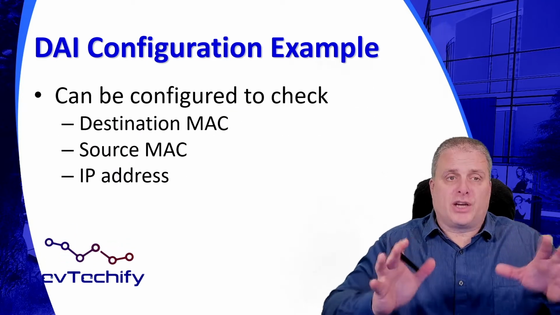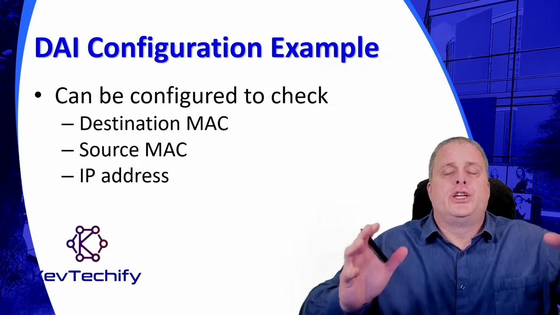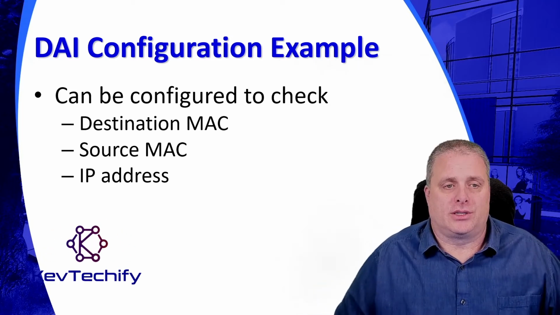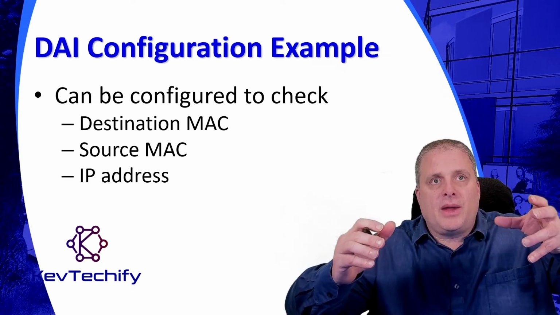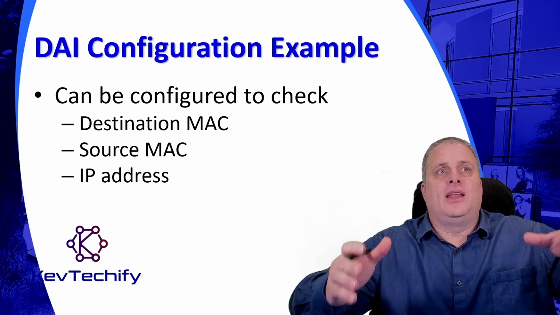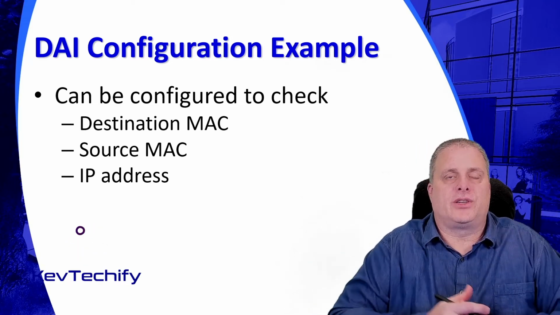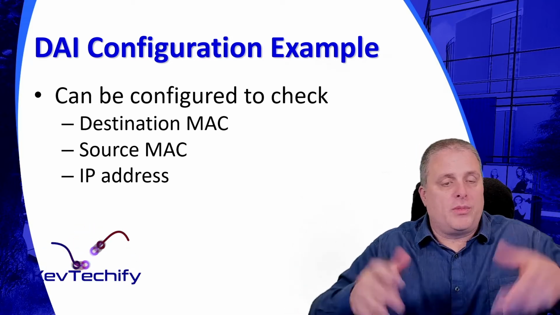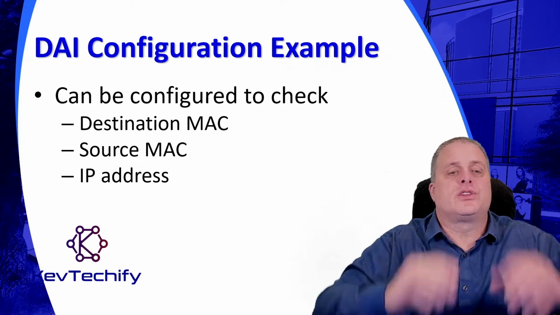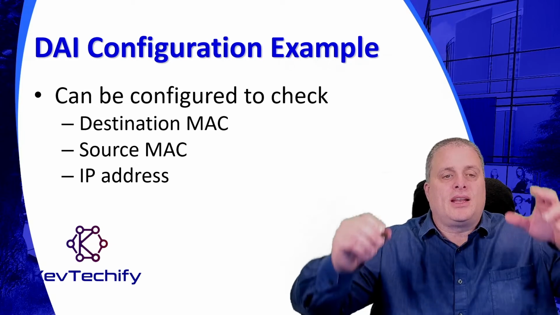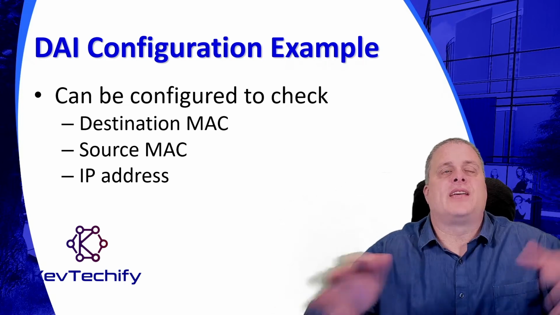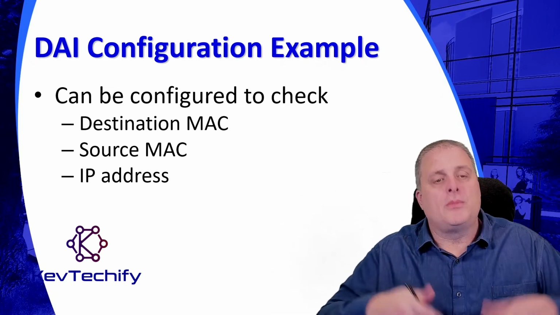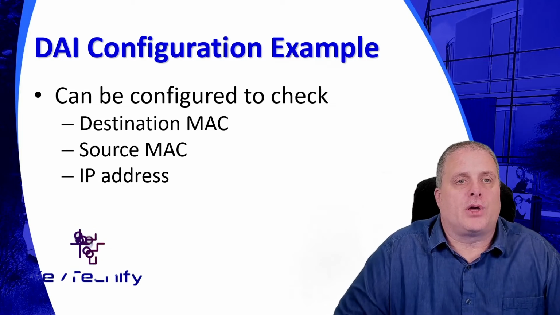Dynamic ARP Inspection can also be configured to check MAC addresses and IP addresses. It can look at the destination MAC address in the Ethernet header and then compare it against the target MAC address in the ARP body. If they don't match, we can drop it. Same thing we can do with the source MAC address. We can look at the source MAC address in the Ethernet header and compare it to the sender MAC address. And if those don't match up, we can drop those frames also.